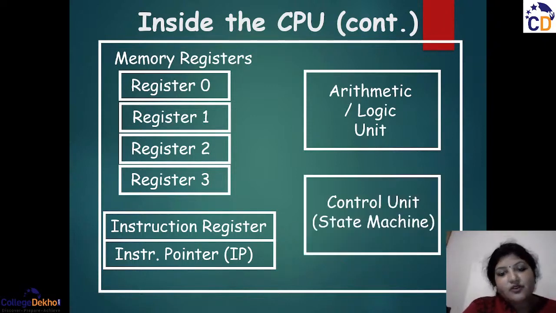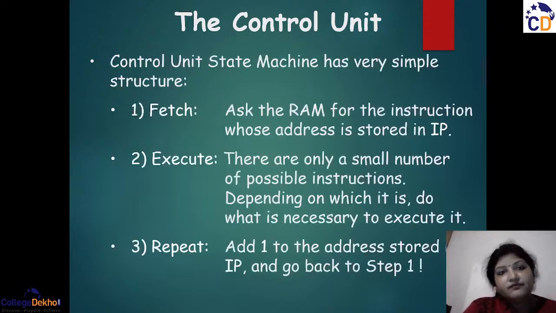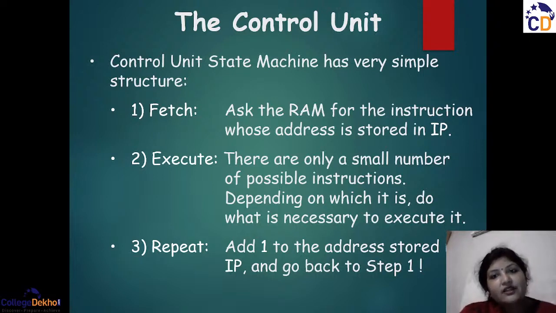Then we have, as I told you, the second very important part, that is the control unit or state machine. What does it do? It all comes down to the control unit, which is just a state machine. How does it work? Let us see. The control unit state machine has a very simple structure. It has a cycle procedure, and that cycle has some instructions.